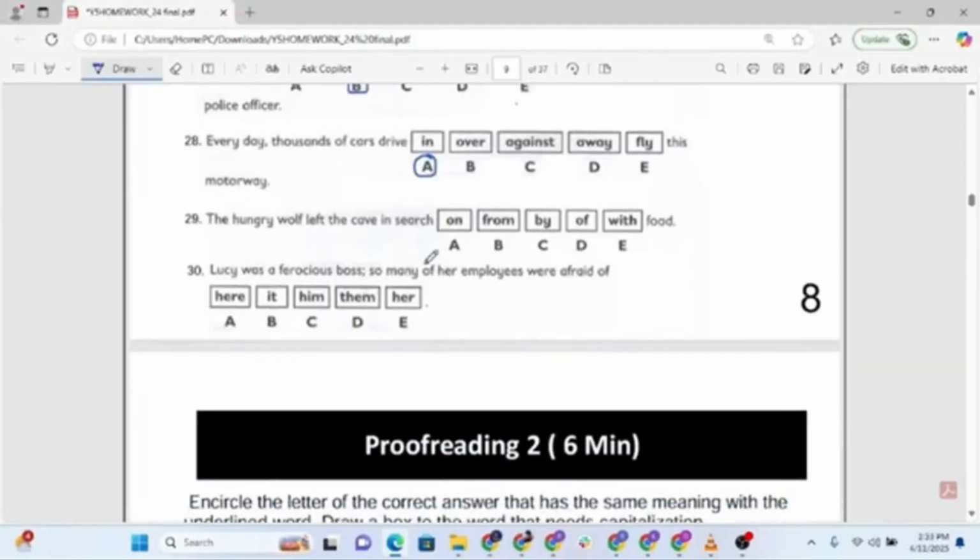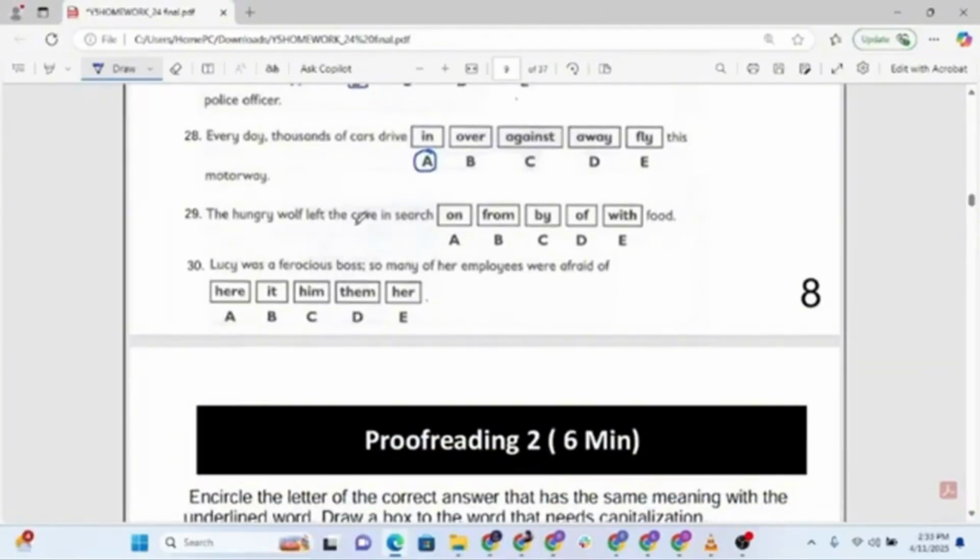Question 29. The hungry wolf left the cave in search of food. The correct answer is option D, of. Explanation. The standard phrase is in search of. This indicates that the wolf is looking for food.